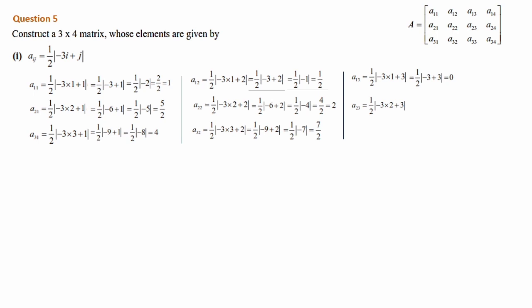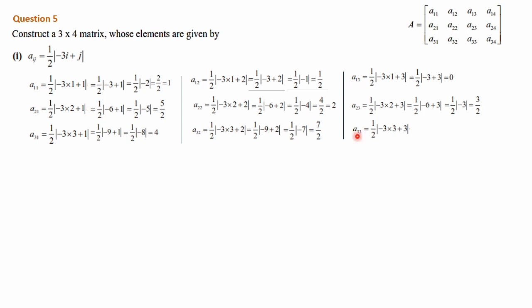Next is A23. This is the element A23. i is 2, j is 3. So 1 by 2 into modulus of minus 3 into i is 2 plus j is 3. Here we are substituting, don't forget. So 1 by 2 into, this is the value. Then minus 3 into 2 is minus 6 plus 3. Modulus of minus 6 plus 3 by 2. So minus 6 plus 3 is minus 3. Modulus of minus 3 by 2. Modulus value means just take it out without sign. So 3 divided by 2.